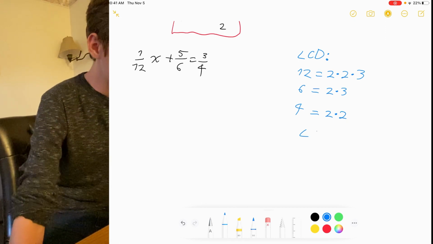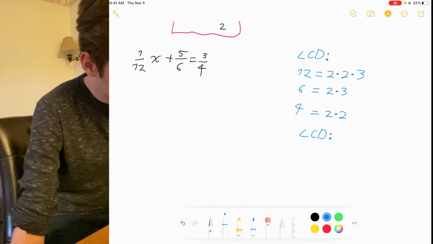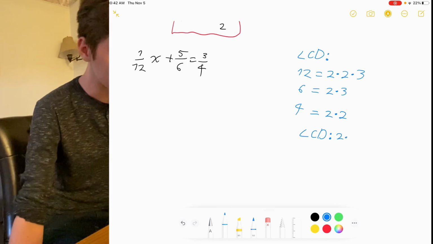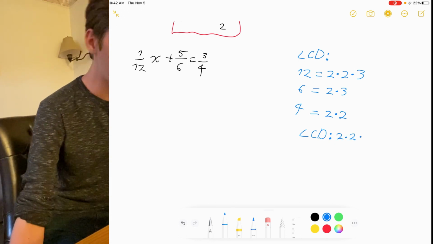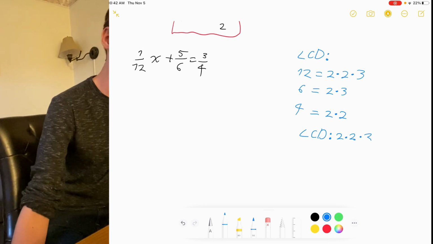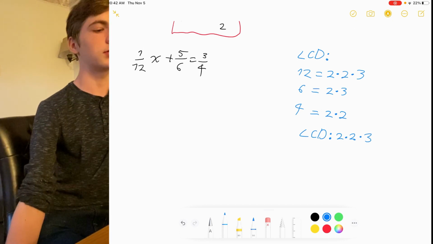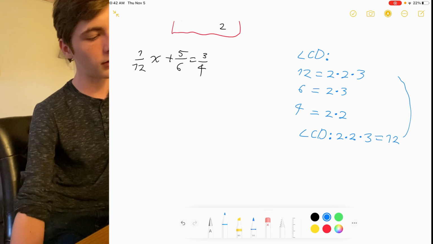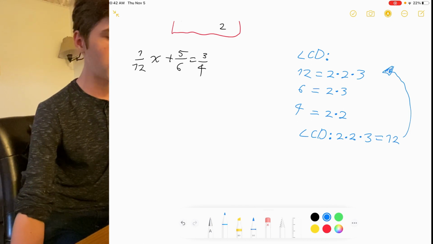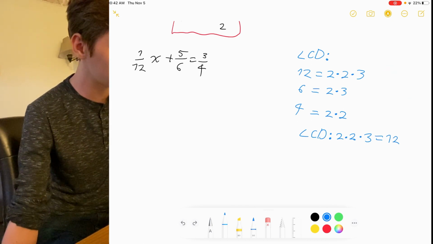So if we do this, now we build our LCD, right? So how many 2's do we need minimum? Well, we need 2. So 2 times 2. And then how many 3's do we need? Just 1. So our LCD is going to be 2 times 2 times 3, which happens to be 12, which we already had up here. That happens sometimes. That's very normal.